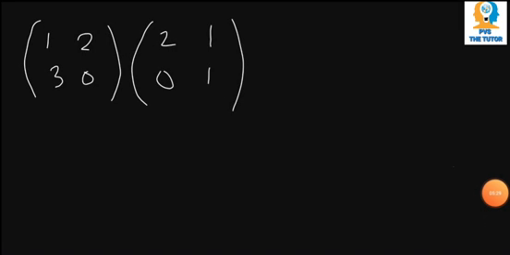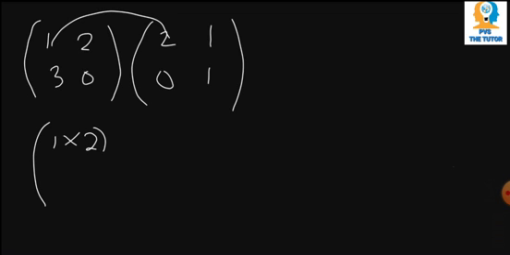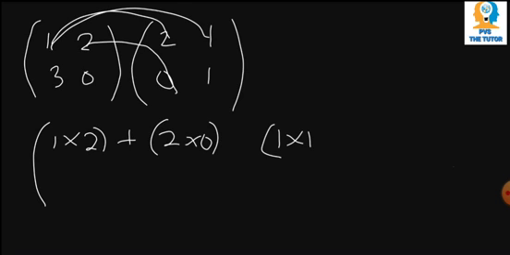So let's look at this complex example. It will be 1 times 2 plus 2 times 0. We are done with this column. So we're going to go to the second column. Again it's 1 times 1 plus 2 times 1.